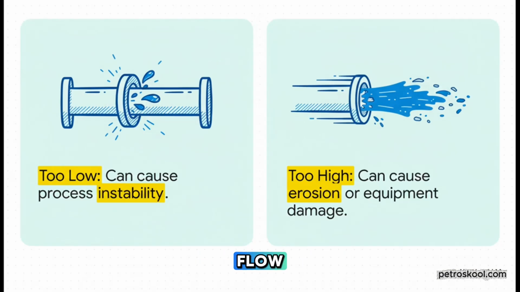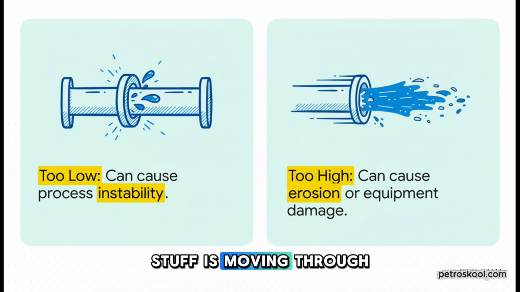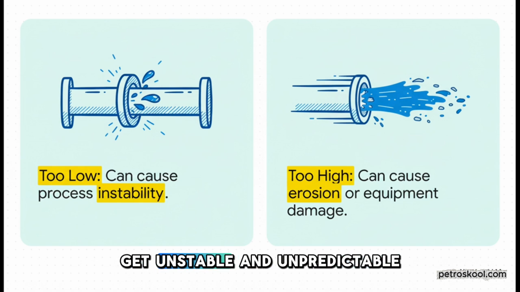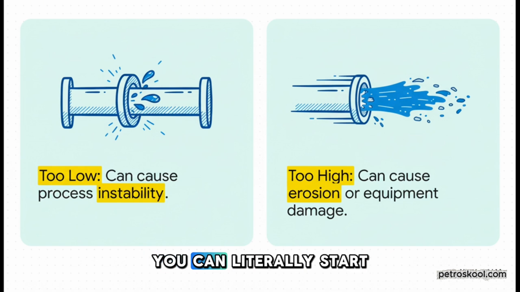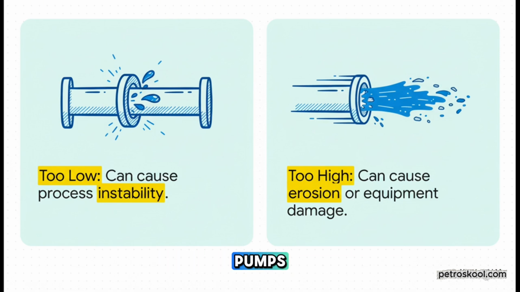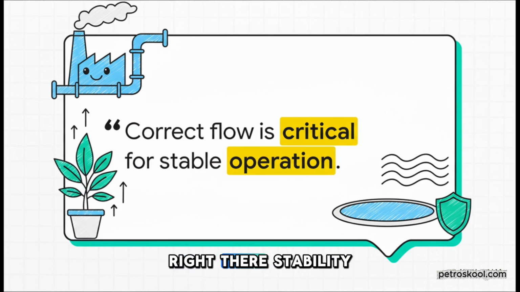First up, we've got flow. That's just how much stuff is moving through your pipes at any given moment. And it's a total balancing act. If the flow is too low, your whole process can get unstable and unpredictable. But if it's too high, you can literally start eroding your equipment from the inside out. As an operator, your tools for this are things like valves and pumps. And that's the key word right there, stability. If you have a steady, correct flow, you have a predictable plant. A predictable plant is a safe and efficient plant. It really does all start with flow.